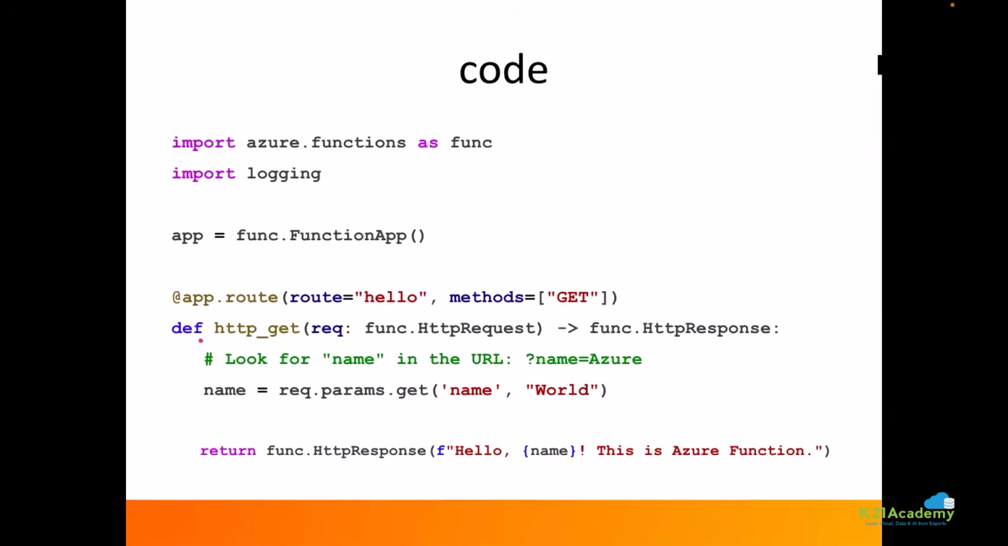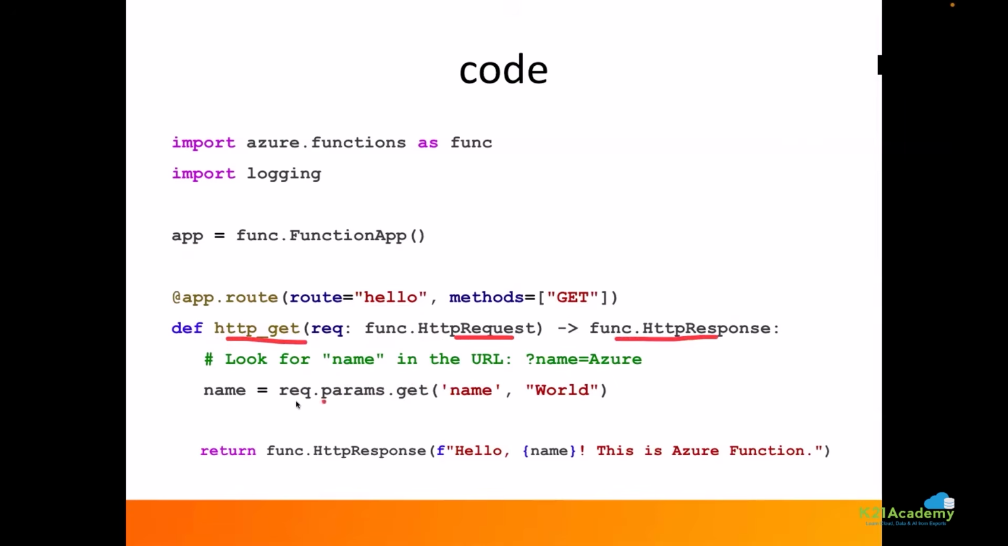Now you will be calling this function with the name HTTP get. You are sending the request as func HTTP request, and the response will also be in the HTTP response, right? So this means that we are talking about creating an HTTP endpoint, and this will be receiving an HTTP request and sending back the HTTP response.